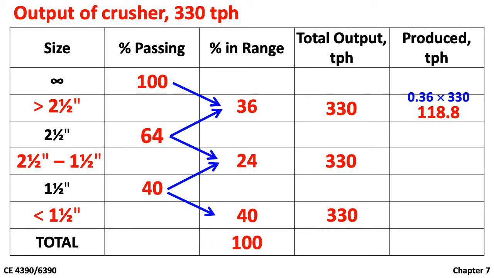Repeat this for the range from 2.5 to 1.5. You get 24% times 330, or 79.2 tons per hour. For the range less than 1.5, it is 40% times 330. You get 132 tons per hour. The total of this column must be equal to the total output, 330 tons per hour. If it is not equal, check your calculation.